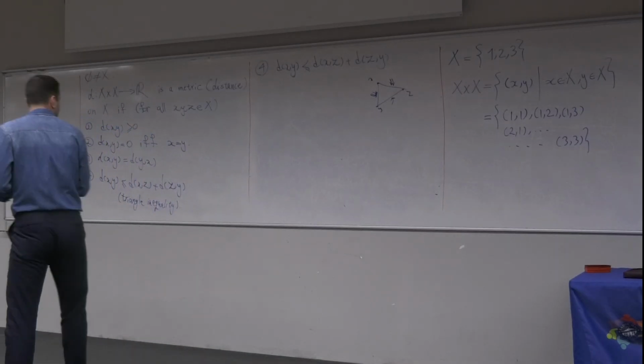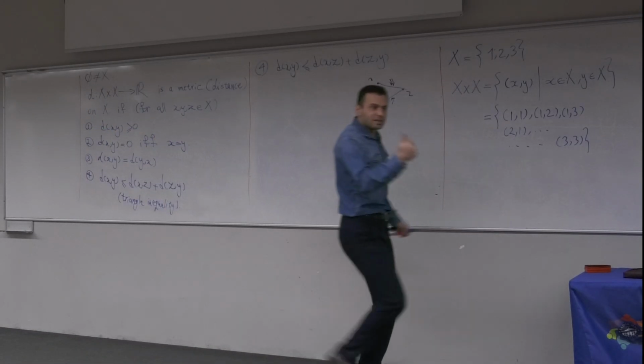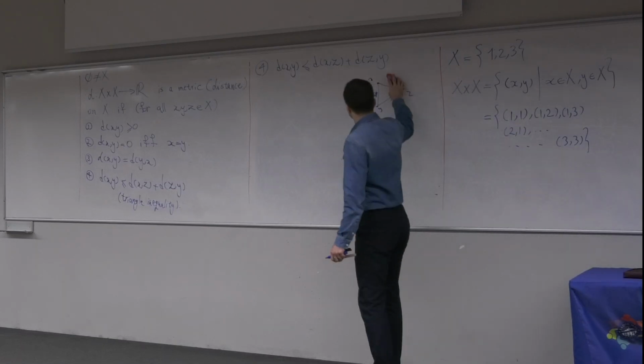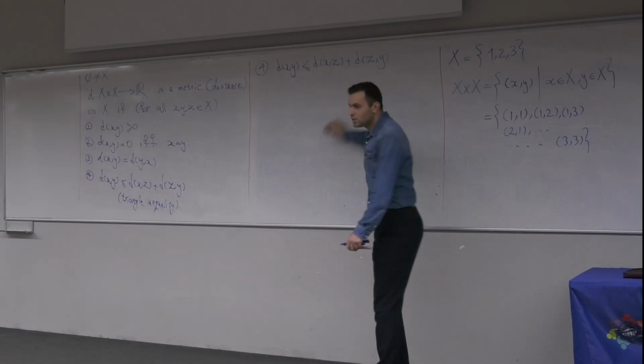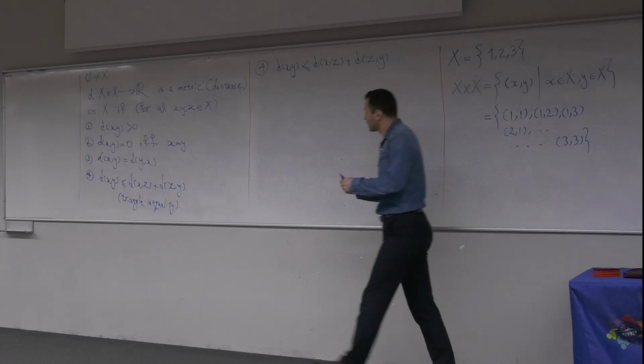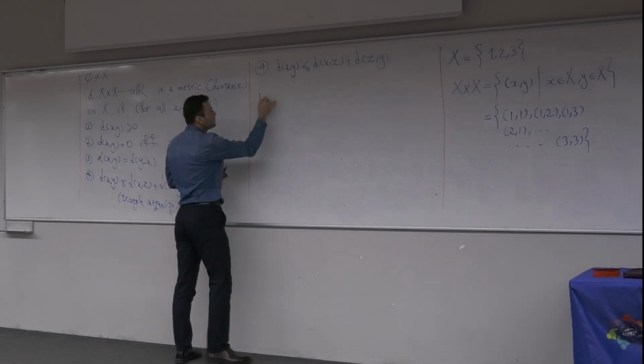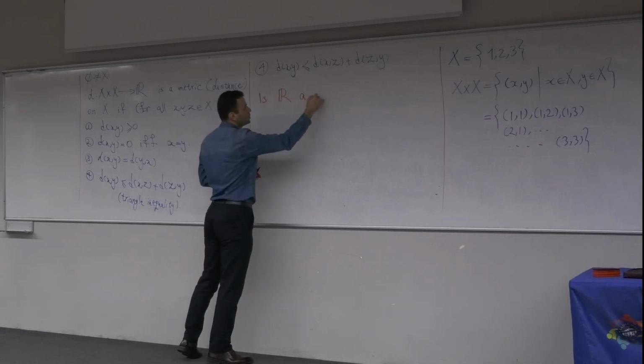Now, question. R was a field. R was an ordered field. R was a complete ordered field. Is R a metric space?